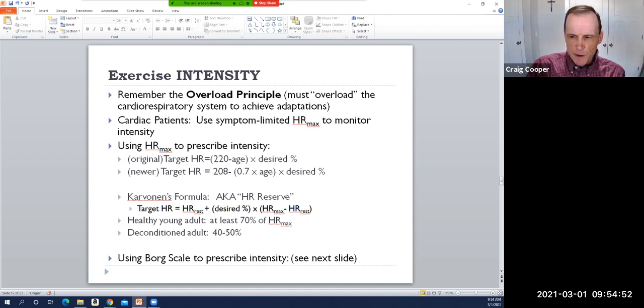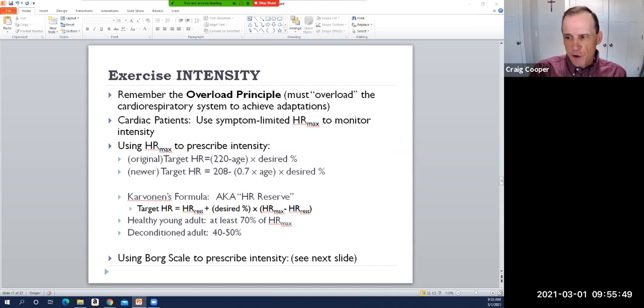Now the Karvonen formula is a little bit different, and I think it's probably the best one to use. It uses what's called heart rate reserve. If you look at the formula over here, for our target heart rate, we're going to get the person's resting heart rate, and then add to it their max heart rate minus their resting heart rate, multiplied by our percentage. So let's say for me, my resting heart rate's 50, my max heart rate's 170. Then I would have 170 minus 50 in this parentheses. So I'd have 120, and then I could multiply that 120 times 60% and get a value. And then I could add that back in to my 50. That's a more precise way of looking at it.